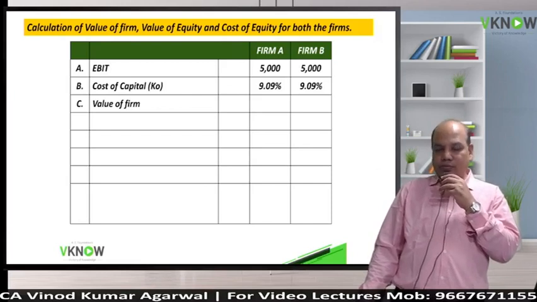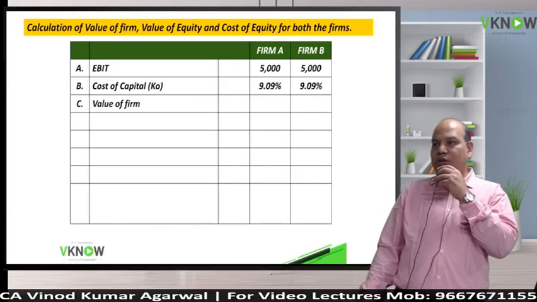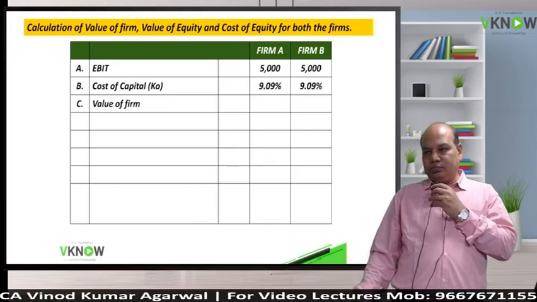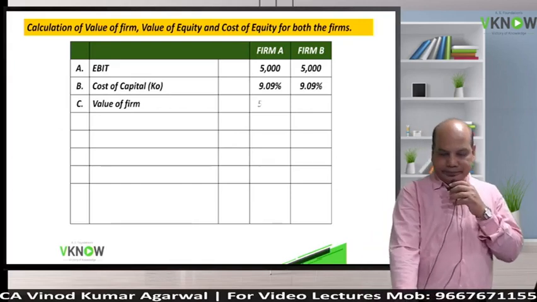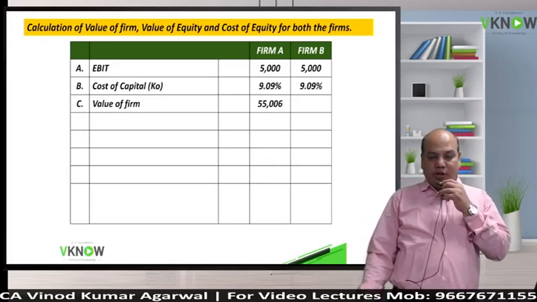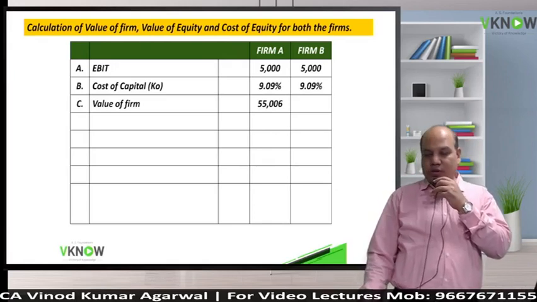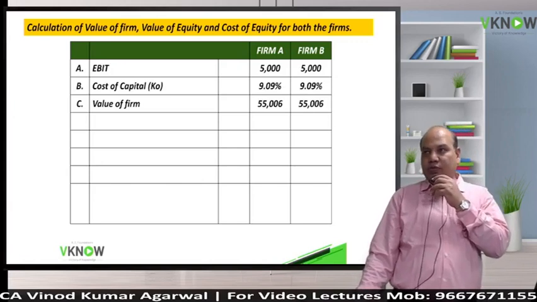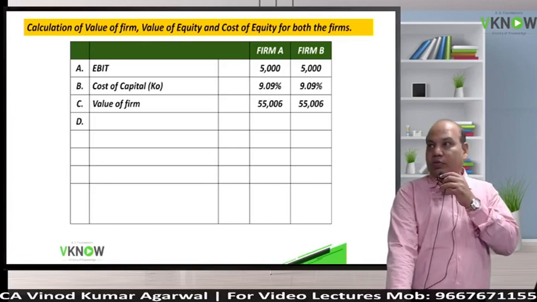Value of the firm. EBIT and cost of capital is given to you. So can you please tell me what will be the value of the firm? Multiply or divide? A by B or A into B? A by B. Sorry, A by B. Take on your calculator. 5,000 divided by 9.09%. So both the firms value will be same, 55,006. Are you getting?